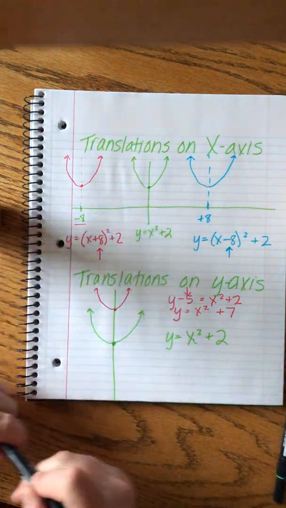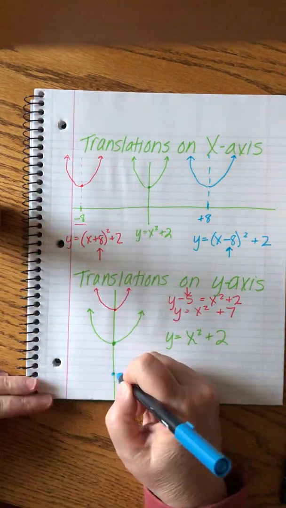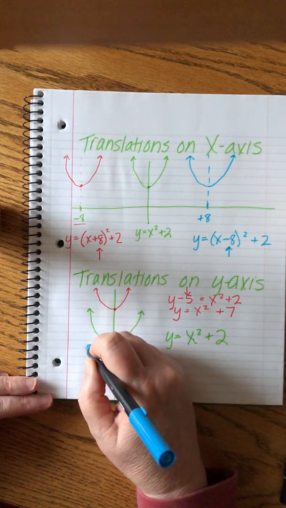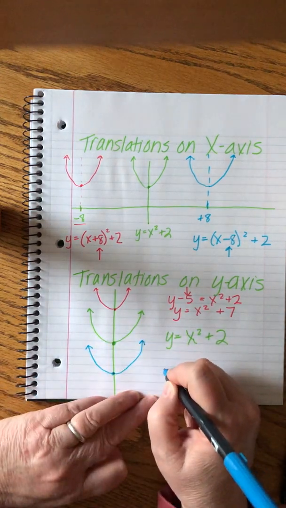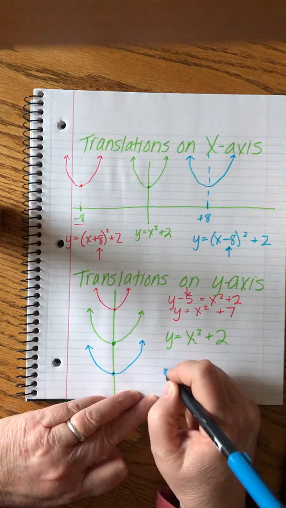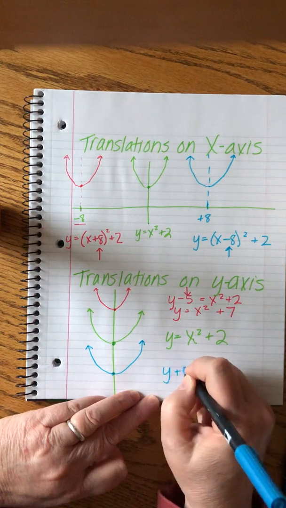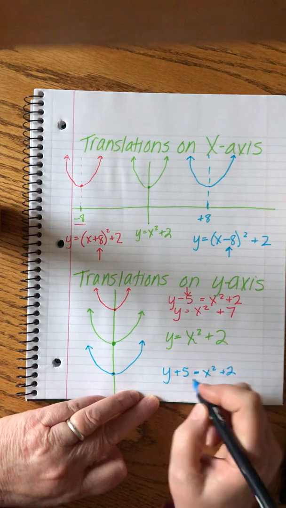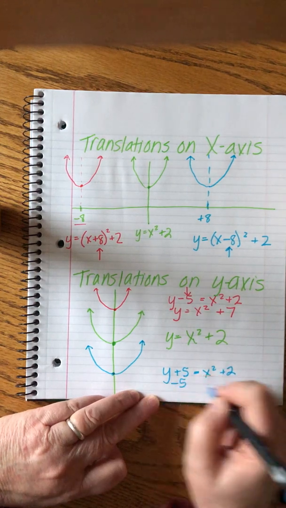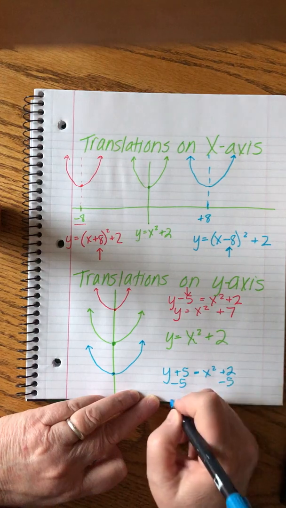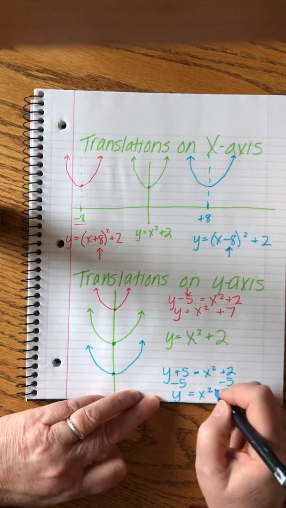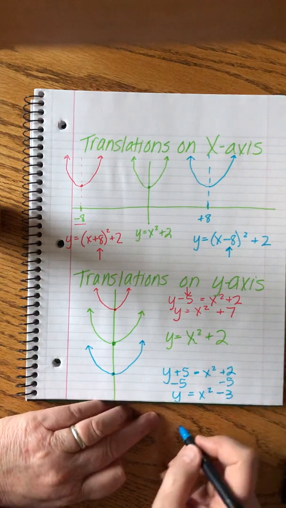It's different than this. And then if we want to move it down or in a negative direction, it would be y plus 5 equals x squared plus 2. And then we do the algebra and we get y equals x squared minus 3.